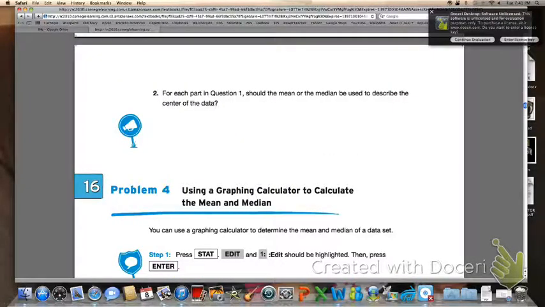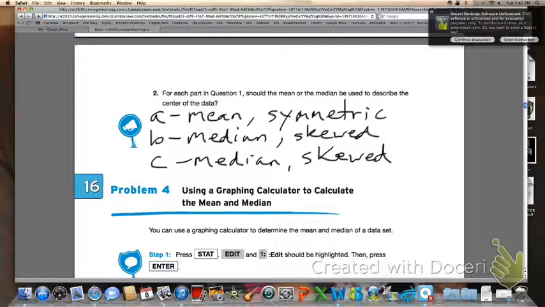To finish up for today then, take a look at the top of page 1090 and go ahead and answer number 2 with your group members. For each part in question 1, should the mean or the median be used to describe the center of data? Remember, that was our learning target from the start. So take a look at number 2 and answer that with your group members.